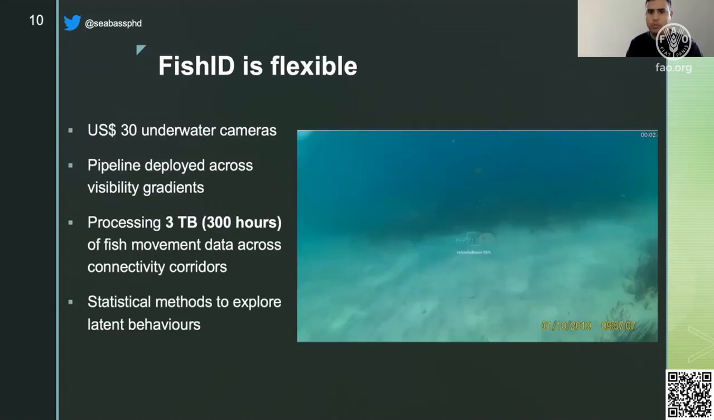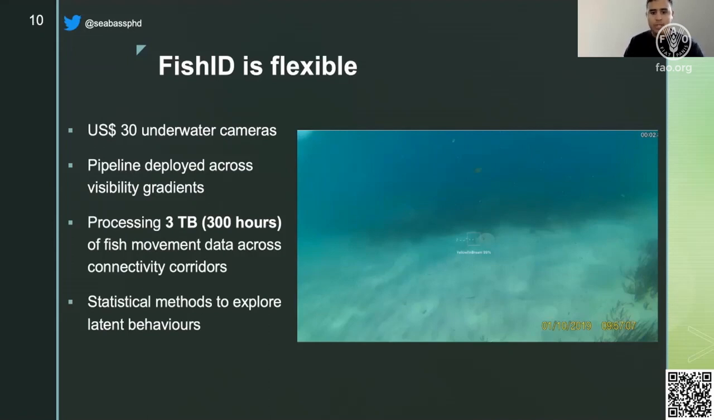Another point that I want to make with FishID is that it's fairly flexible. We're using very cheap underwater cameras as our hardware. We're not using $600 cameras. We're just using $30 underwater cameras to collect and train our FishID software. And the pipeline is deployed across visibility gradients, across many conditions, and it's working.